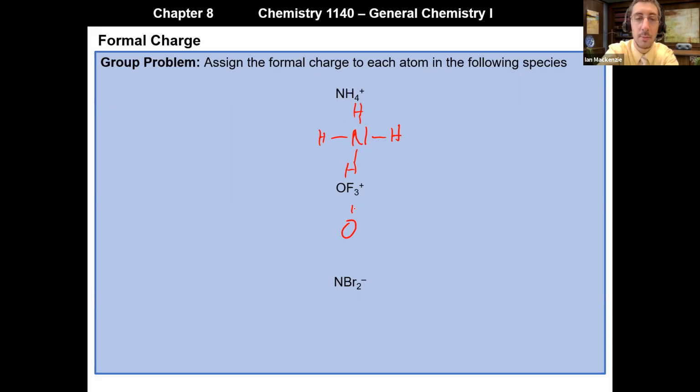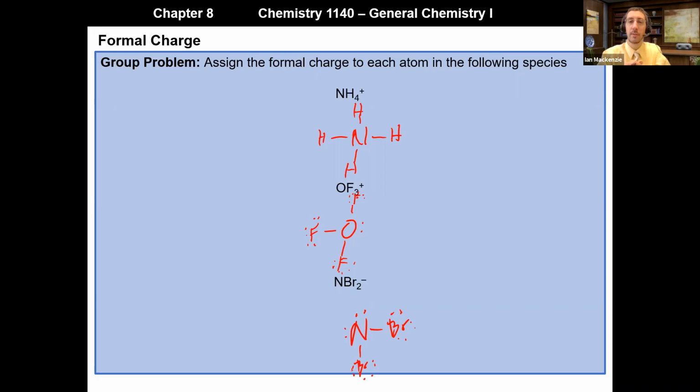Oxygen is bonded to 3 fluorine atoms, and it has a lone pair. Each of the fluorine atoms has 3 lone pairs around it. And then NBr2, that's N bonded to 2 Br, with 2 lone pairs on the nitrogen, and then lone pairs around each of the bromines.